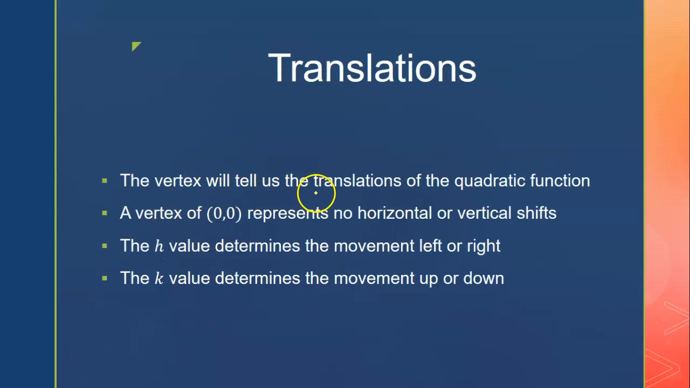The vertex tells us the translations of the quadratic function. The h value tells us our movement left or right. The k value tells me my movement up or down. A vertex of (0, 0) represents no shifts and gives the parent quadratic function.